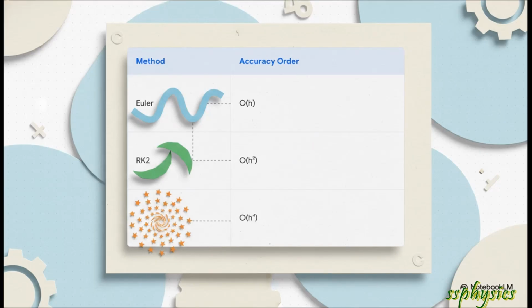And this table right here, this shows you exactly why we go through all that extra trouble. That accuracy order tells us how fast the error shrinks as our step size, h, gets smaller. For Euler, the error is proportional to h. So if you halve the step size, you cut the error in half. Okay, for RK2, the error is proportional to h squared. Halve the step size and you quarter the error. Better. But now look at RK4. The error is proportional to h to the fourth power. That means if you halve the step size, you reduce the error by a factor of 16. That is a massive, massive improvement.